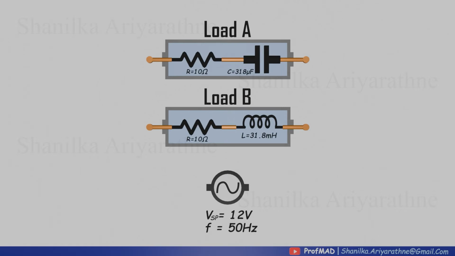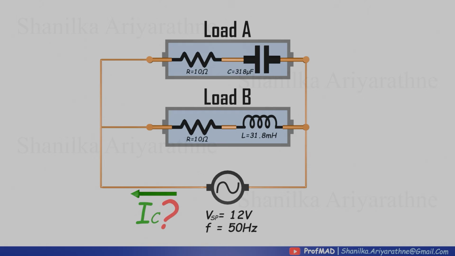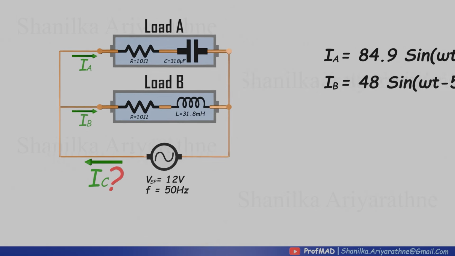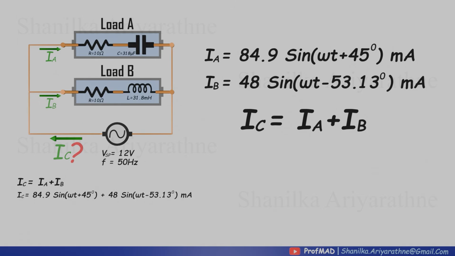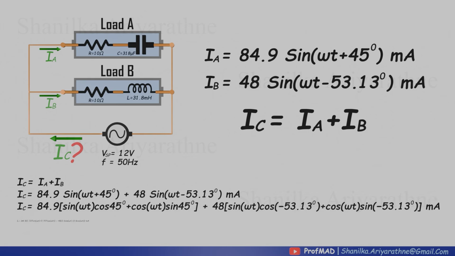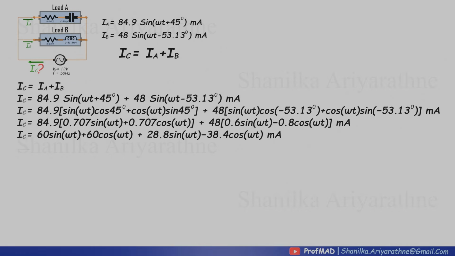Now let's say we want to power both loads at the same time. We can connect them to the same AC source in parallel, like this. So what will the total current be? Earlier, we already calculated the current in each branch. So in theory, the total current is simple. Current C equals current A plus current B. But there's a catch. These are AC currents, so they are sinusoidal waves with different phase angles. If we try to add those sine wave equations directly, the math gets messy very quickly.